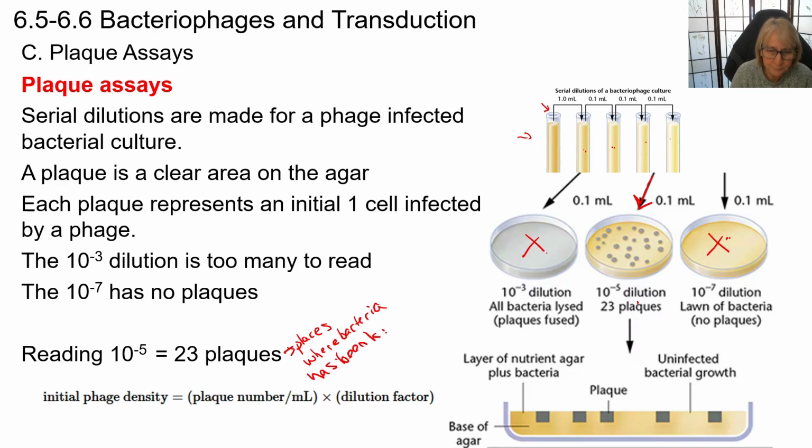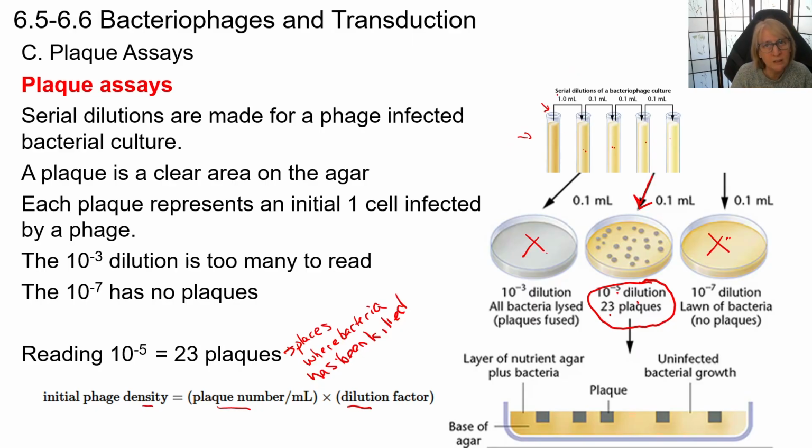I'm writing it out. Each one of those I count as a plaque. I can read and calculate the concentration the same way we did in the last lecture when we were concentrating bacteria and looking for colonies. I can look at my plaque number per milliliter times my dilution factor of my measurable plaque, so 10 to the negative 5 times 23, and that will give me the initial density of phages in my solution.